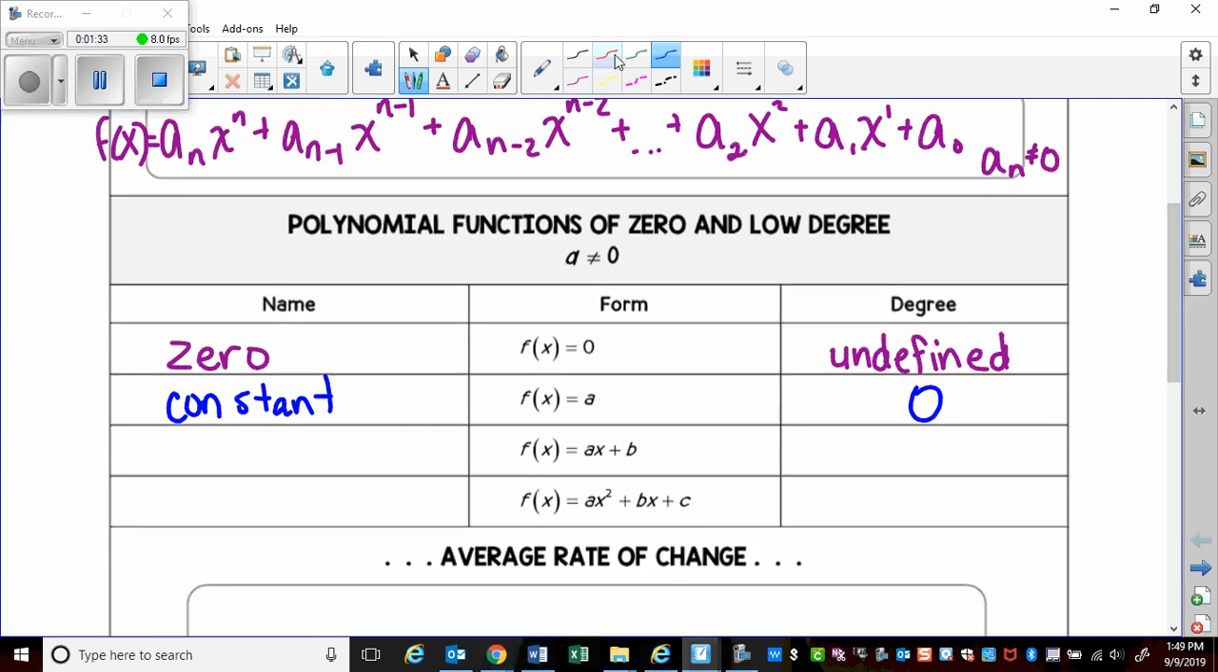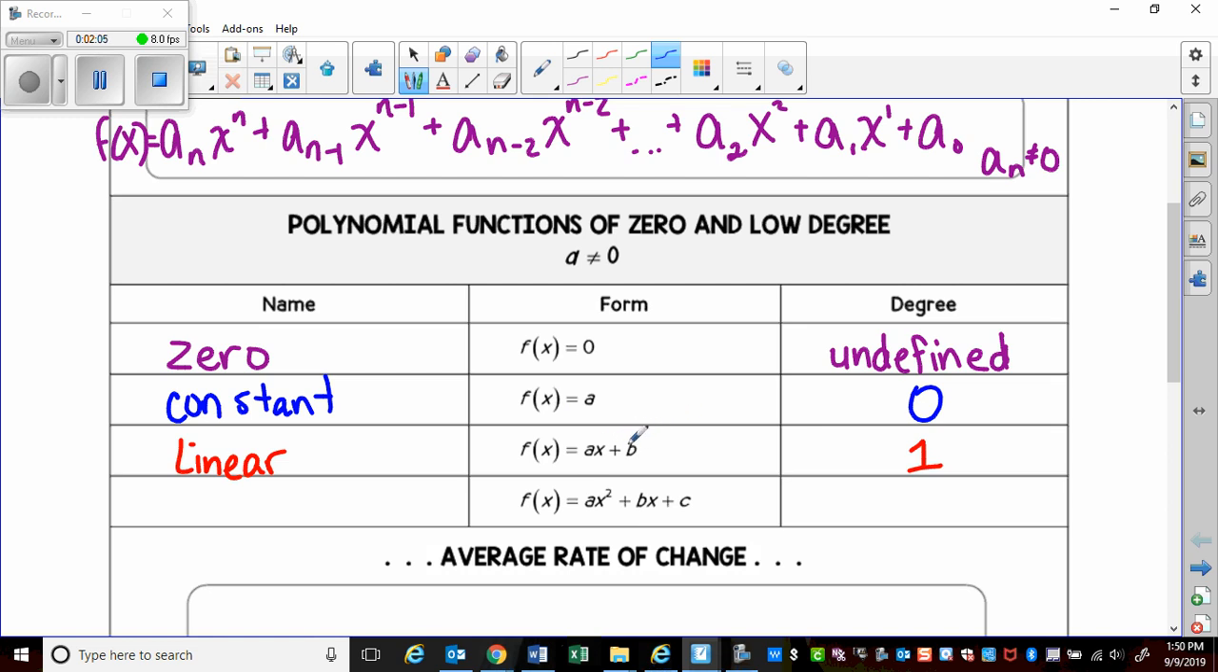Now we're going to look at when we have ax plus b, or mx plus b, something like that. So a number times x plus b. This is a linear function. And our degree is 1. Our degree is the exponent of the biggest x, so to the first power, so the degree is 1. Not the coefficient, the exponent of the biggest x.